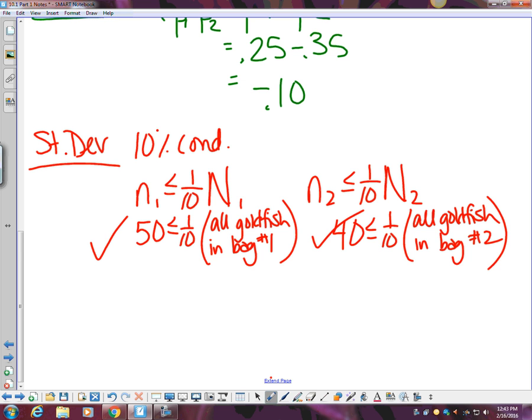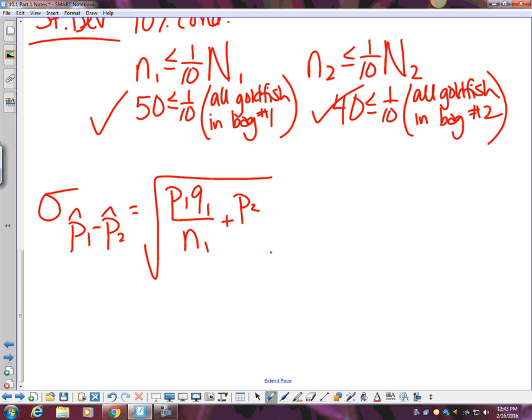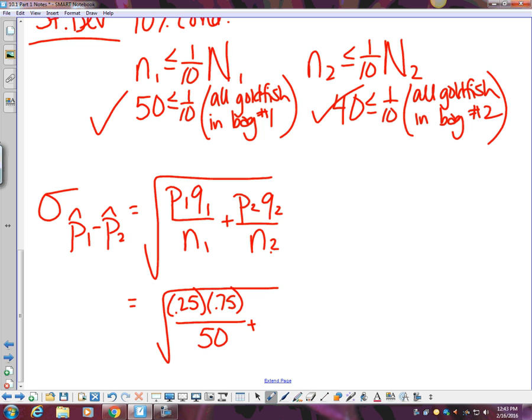So now that we've done that, we can actually find the standard deviation of the difference of the sampling proportions. Okay, and if we use that formula, which we're going to show, p1 q1 over n1 plus p2 q2 over n2. And then we're going to shove numbers in here, 0.25, 0.75, and that bag was 50. And this one's 0.35 and 0.65, and it's over 40.